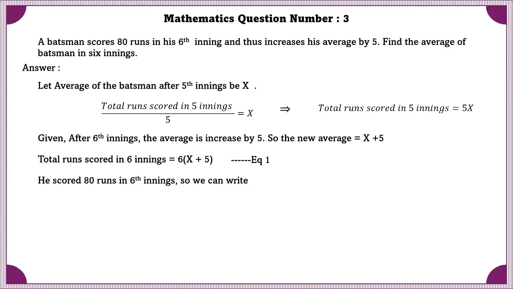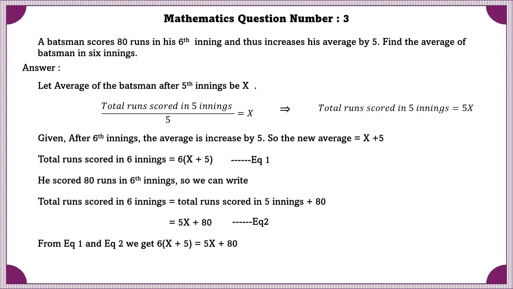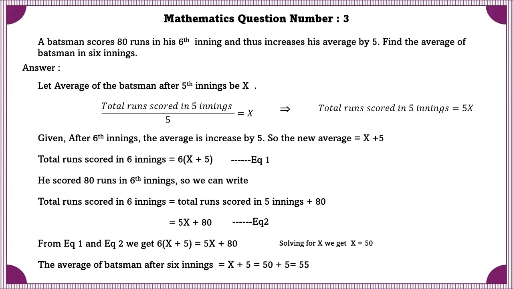He scored 80 runs in 6th inning. So we can write this as total runs scored in 6 innings is equal to total runs scored in 5 innings plus 80. Now from equation 1 and 2, we can find the value of X, that is 50. Now the average of batsman after 6 innings is equal to 55.